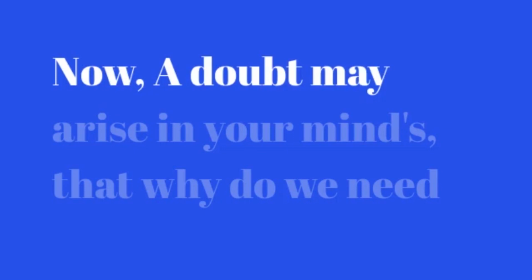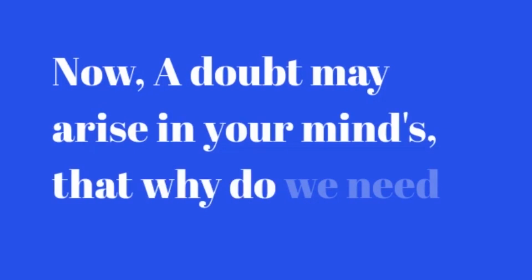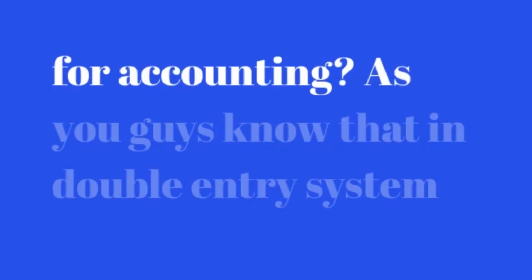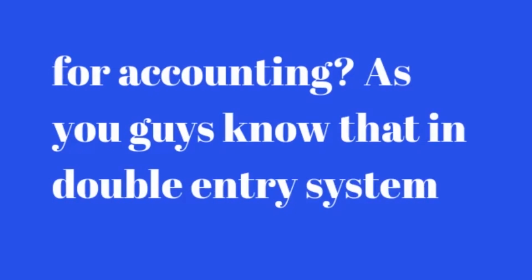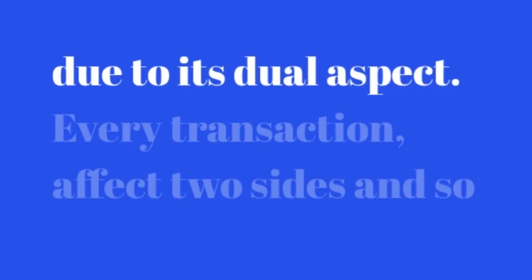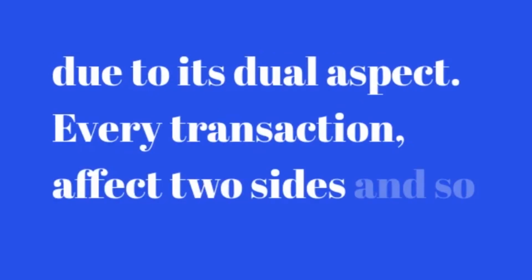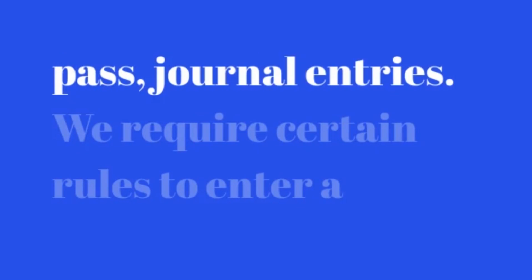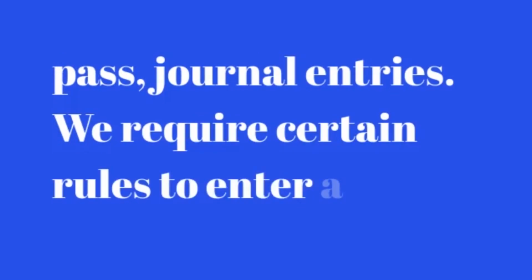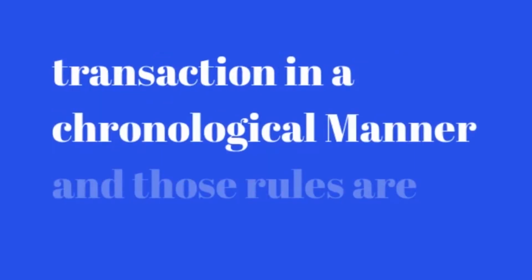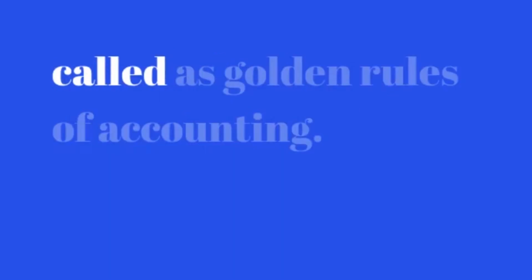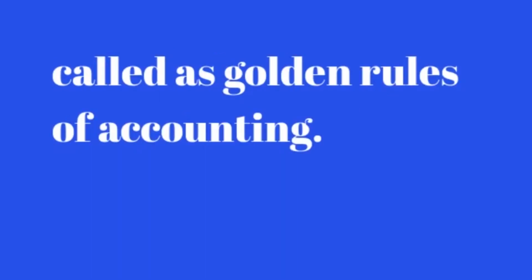Now, a doubt may arise in your minds: why do we need rules for accounting? As you know, in the double entry system, due to its dual aspect, every transaction affects two sides. And so, to pass journal entries, we require certain rules to enter a transaction in a chronological manner. And those rules are called the golden rules of accounting.